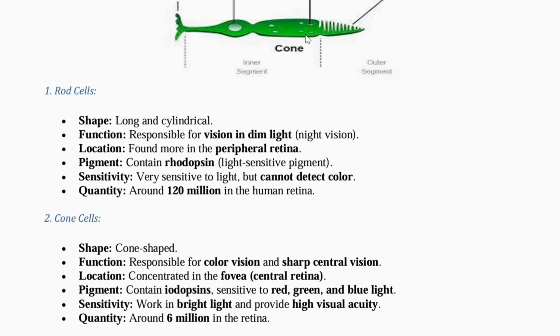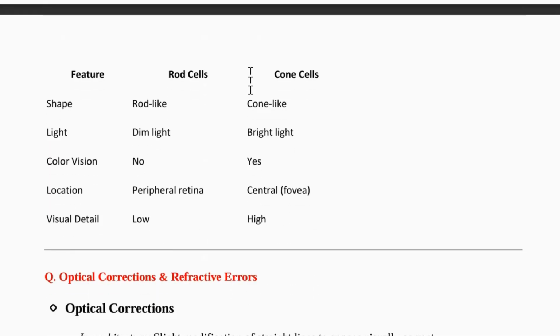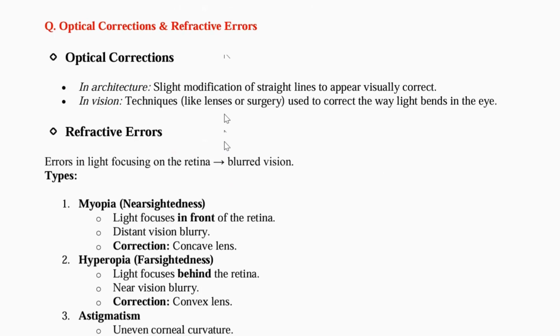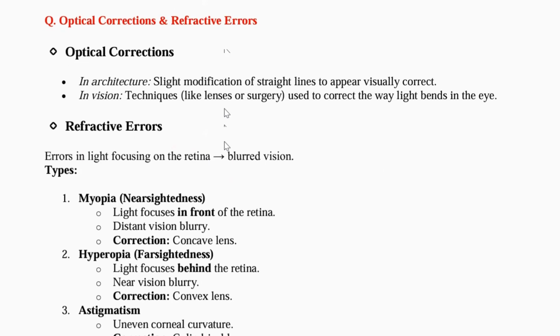Sensitive and work in the bright light and provide a high visual acuity, and it is around 6 million in our retina. So you can compare both of them and learn optical correction and refractive errors. So optical correction is nothing but slight modifications of a straight line to appear visually correct. Techniques: we use lens or surgery to correct.